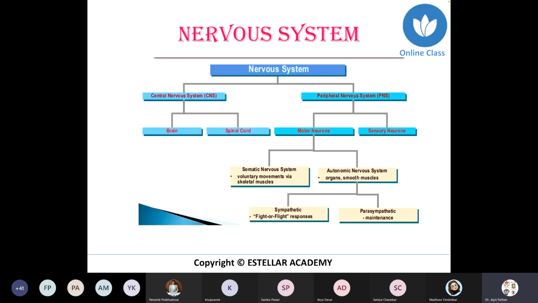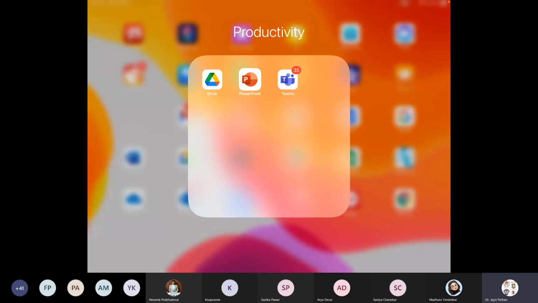Now, next we'll be studying about the human nervous system. Write down: human nervous system, which is categorized into central nervous system and peripheral nervous system. Central nervous system is brain and spinal cord, whereas peripheral consists of motor neurons and sensory neurons. Under motor, you have the somatic nervous system and autonomic nervous system. Under autonomic, you have sympathetic and parasympathetic. All this we are going to study in detail, right?